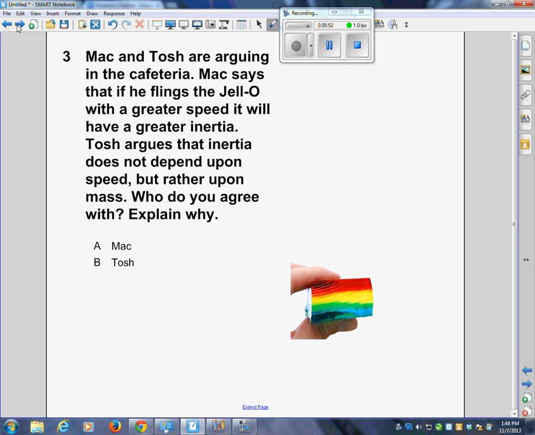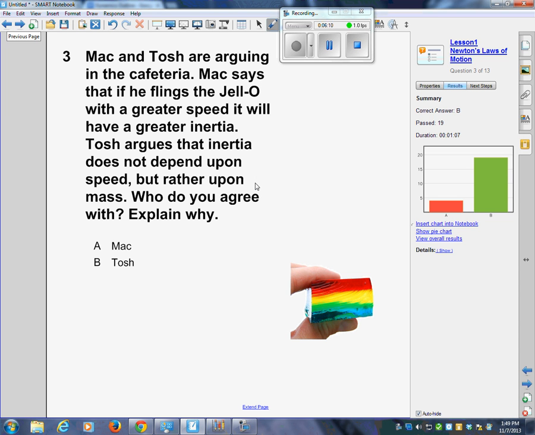Okay, so Mac and Tosh are arguing in the cafeteria. Mac says that if he flings the jello with a greater speed, it will have a greater inertia. Tosh argues that inertia does not depend upon speed, but rather upon mass. Who do you agree with and explain why? Correct answer? B. Tosh is correct.